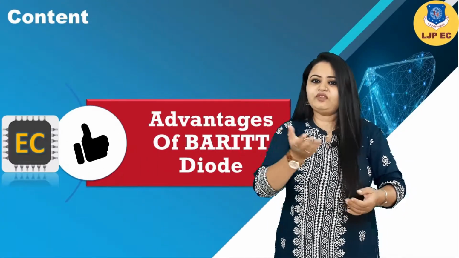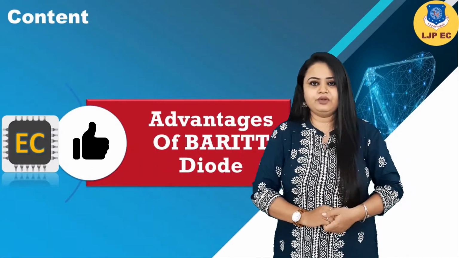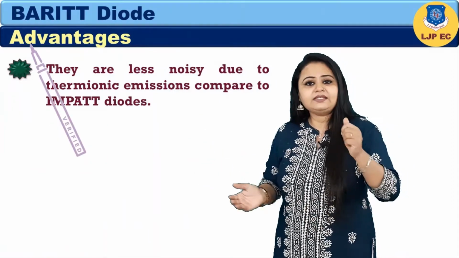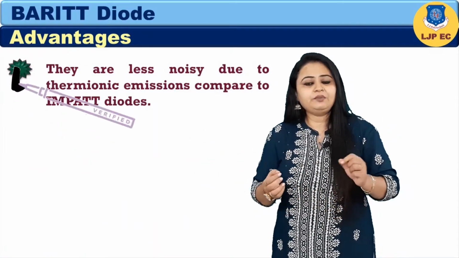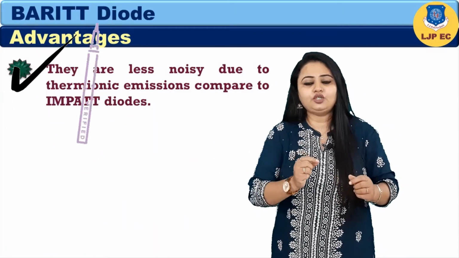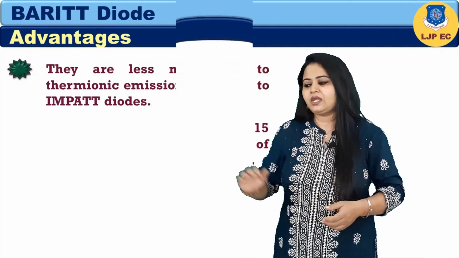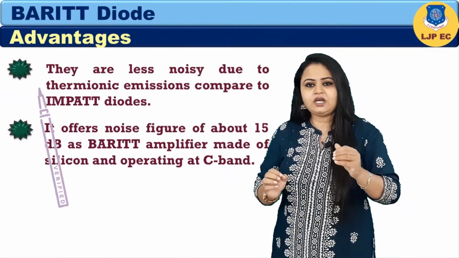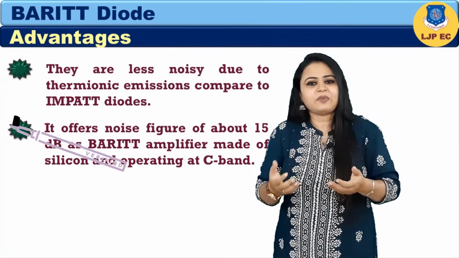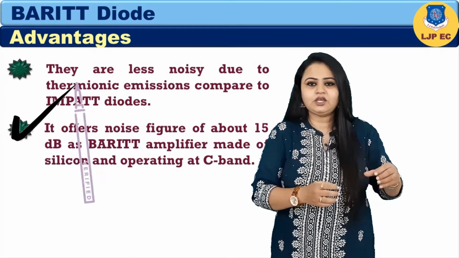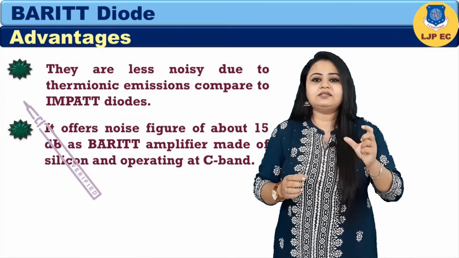Now let us see some of the advantages of Barrett diode. They are less noisy due to thermionic emission compared to IMPATT diodes. It offers noise figure of about 15 dB as a Barrett amplifier made up of silicon and operating at C band.